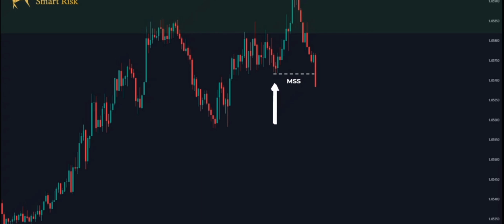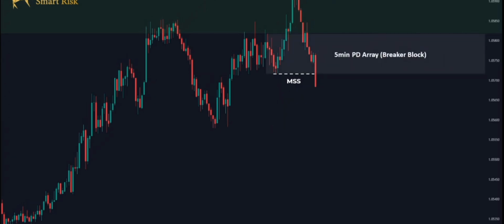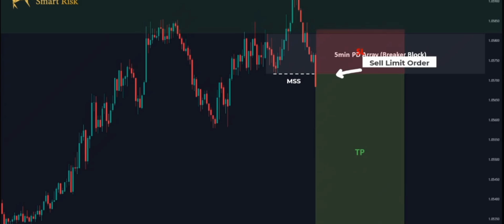Also, we can see that price has created a breaker block, represented by these down-close candles. The price formed a swing high, then a swing low, followed by a higher high, before immediately reversing and breaking below the down-close candles. So we have our 5-minute PD array that we were looking for, so we can set a sell limit at its lowest point, aiming for the next clean swing low as our profit target.